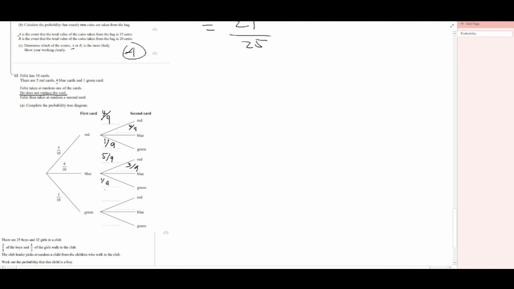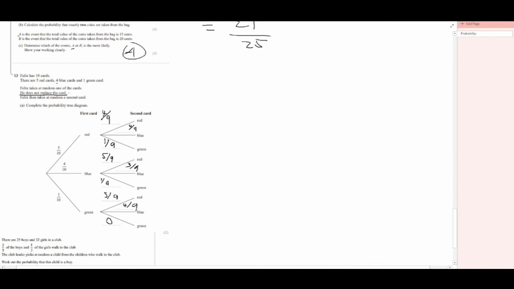Now we go down the green path. Red is unchanged, 5 over 9. Blue is unchanged, 4 over 9. Green, however, there is only 1 green card, and now you have taken it. Therefore, the chance of you choosing another one is 0. You don't have to write 0 out of 9. That doesn't make sense. Just write 0.